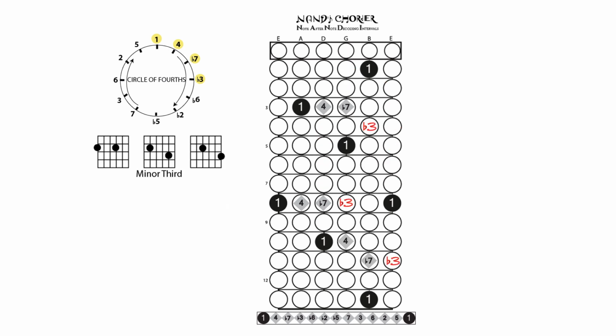With the addition of a fourth, flat 3, our new pattern becomes 1, 4, flat 7, flat 3. If we exclude intervals 4 and flat 7, we can identify a minor third interval between 1 and flat 3. On a fret diagram, a minor third interval is represented as 2 dots separated by 2 strings.